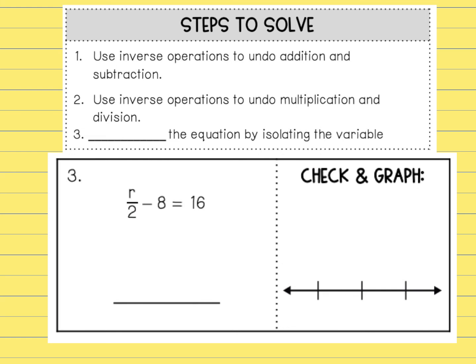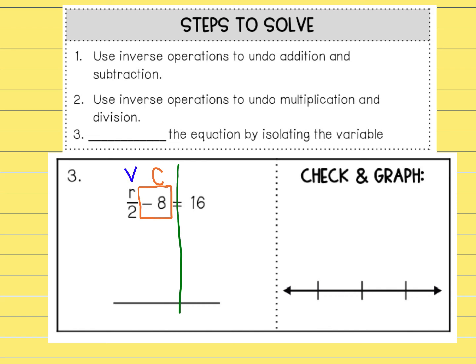Question number 3. Still got my steps up here to remind me what to do. First thing is always the opposite of adding or subtracting. So I'm going to split that equal sign again. I'm going to label the r as my variable. The 2 would be the coefficient that's with it. And then the 8 is my constant, but I'm going to draw a box around it because this time it's not a positive 8. It has subtract 8 in front of it.